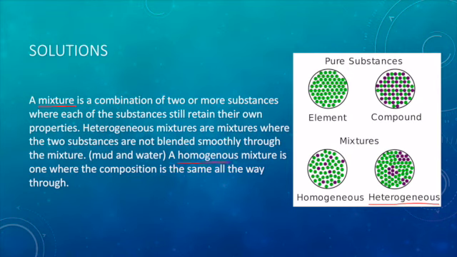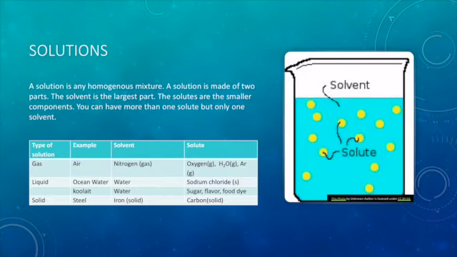A homogeneous mixture is a mixture where the composition is the same all the way through. So that would be like salt water. A solution is any homogeneous mixture. There are two parts for each solution. The solvent, which is the largest part, what you have the most of, and the solute, which are the smaller components, what's dissolved in the solvent. You can have more than one solute, but you can only ever have one solvent.